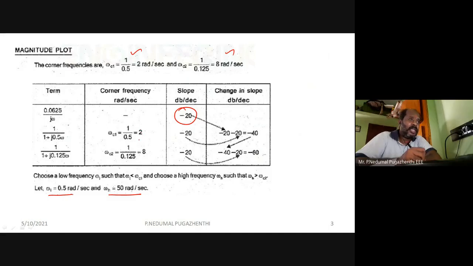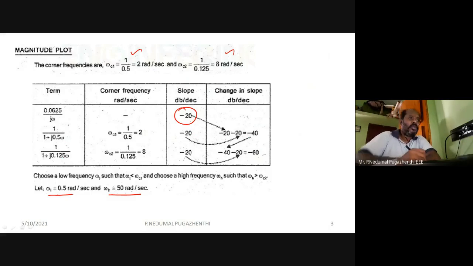Sorry, in ascending order 2, and then I have to take 8. So the term corresponding to 2 is going to be 1 by 1 plus j 0.5 omega. If I choose that, you see omega is in the denominator and it is having the power of 1. So I will choose minus 20 there. Already I have a minus 20. Now I include a minus 40 there. So minus 20 plus minus 20 becomes minus 40 there, right?